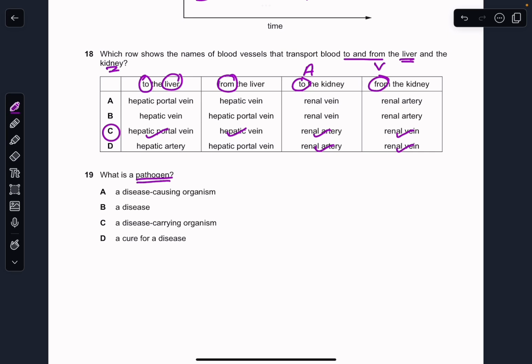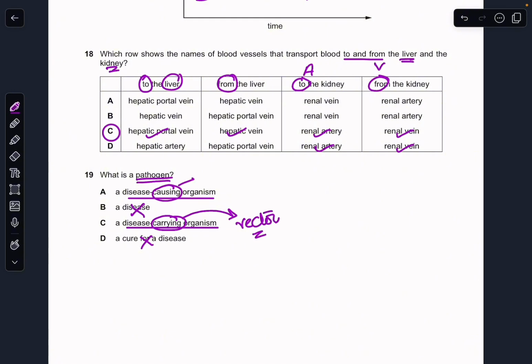Next, what is a pathogen? Now, pathogen is not a disease, and pathogen is not the cure for a disease. Now, either the pathogen is a disease causing organism or the pathogen is a disease carrying organism. Now, is it a causing organism or a carrying organism? The carrying organism is a vector. This is something that you need to know.